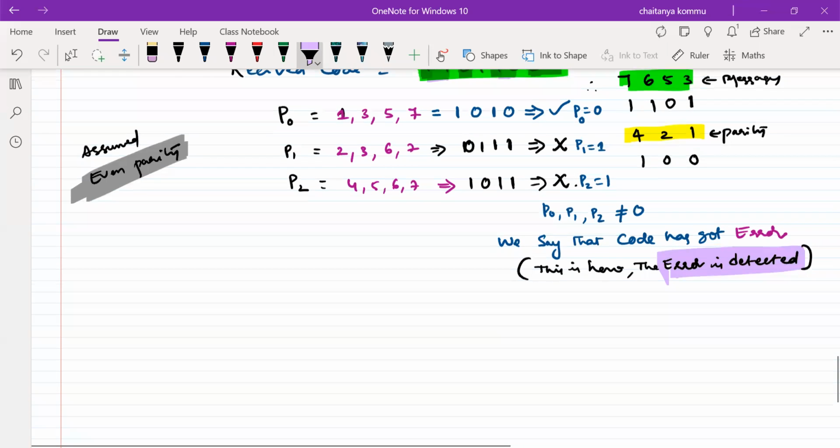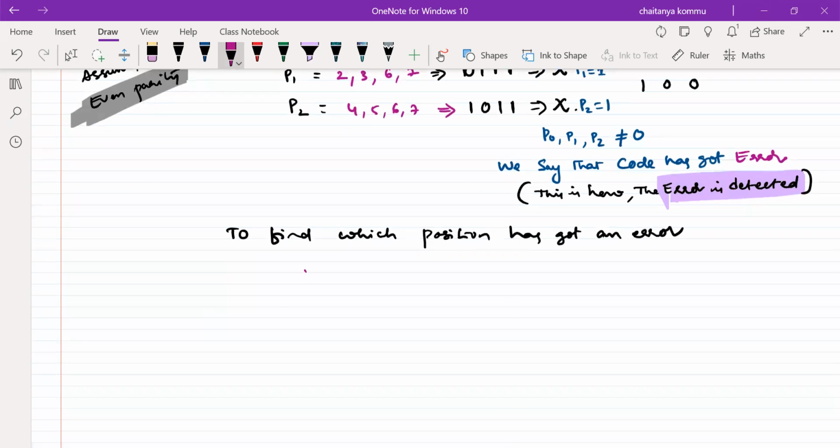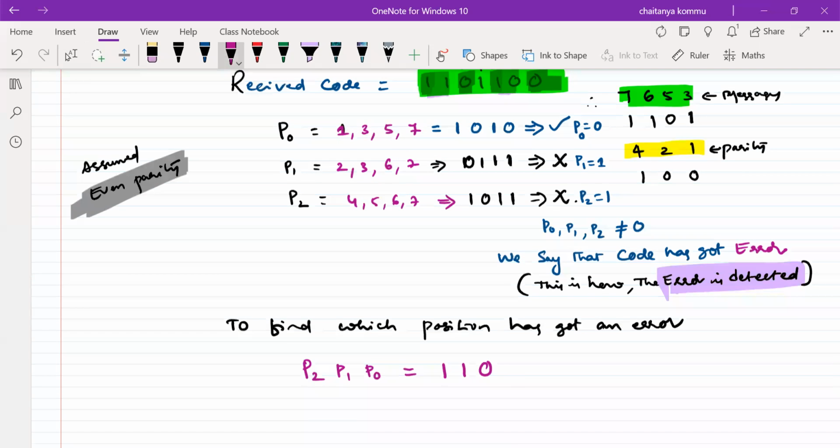Now, which position has got an error? To find which position has got an error, we are going to use parity information. This is called parity P2, P1, P0. So what is the value that we have got now? Therefore, this is 1, 1, 0 that we have got. You can see here 0, 1, 1, from MSB to LSB, I have written.